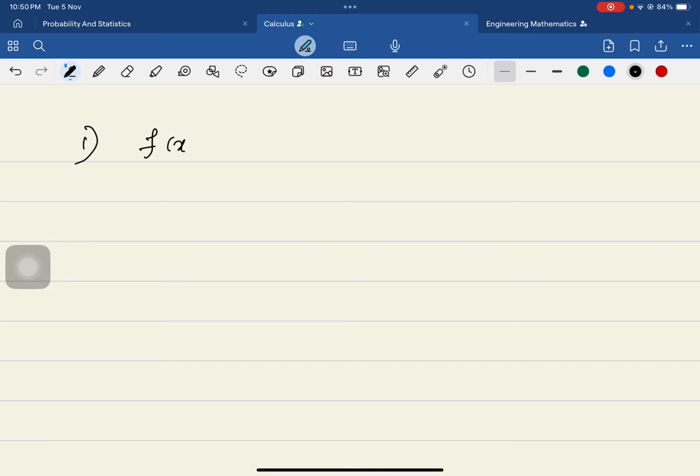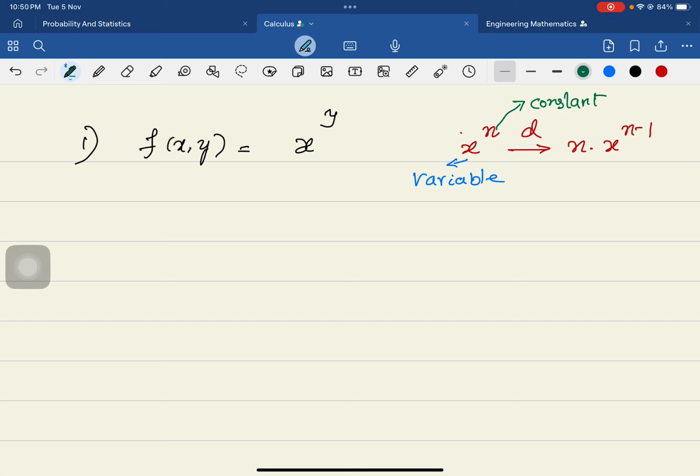f of x comma y is given by x to the power of y. So how to solve this problem now? To understand this problem, there are two important formulae which you have to understand. The derivative of x power n is n into x power n minus 1. Here the base is the variable and the power is the constant. Correct?